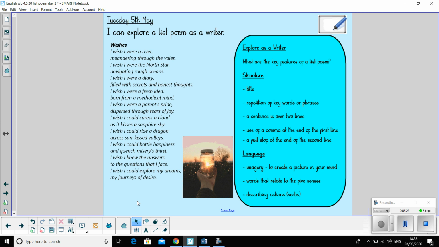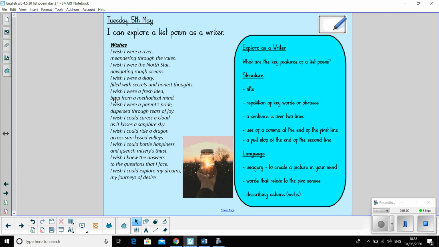So, 'I wish I were a river.' Use of the commas helping you pause, create an image in your head, which is one of the things down here. Look, I've identified as language. We're trying to create an image, which is creating a picture in your mind about what the writer is trying to communicate to you. And a full stop at the end. Okay, so it's over 2 lines, this poem, and that repeats the pattern throughout the whole poem.